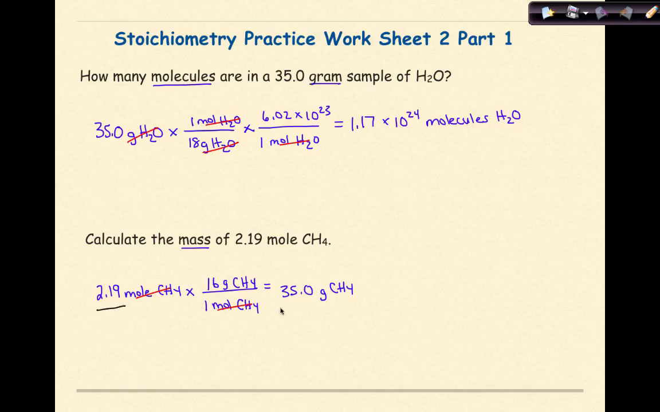Again, here you want to be looking at significant figures. 2.19 is 3 significant figures. 35.1 is 3 significant figures. It's the right answer.